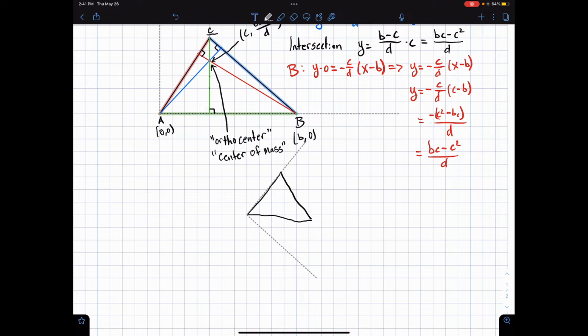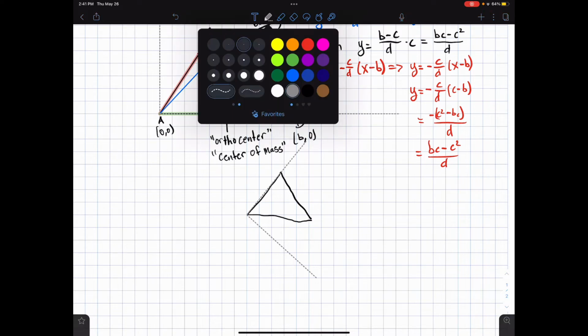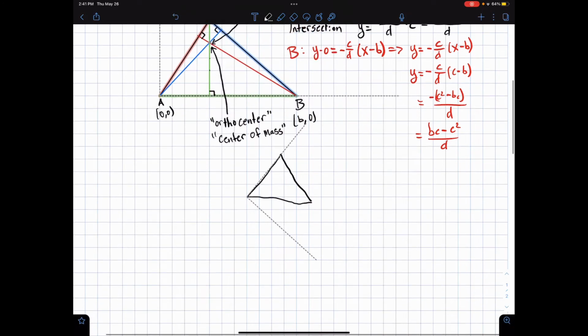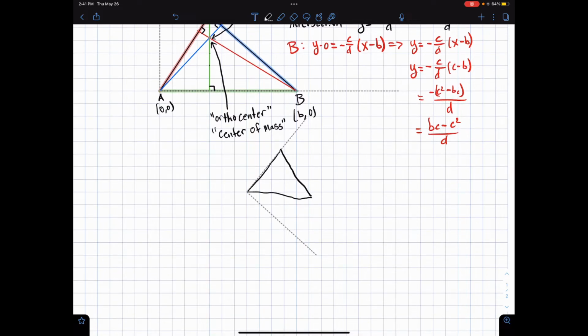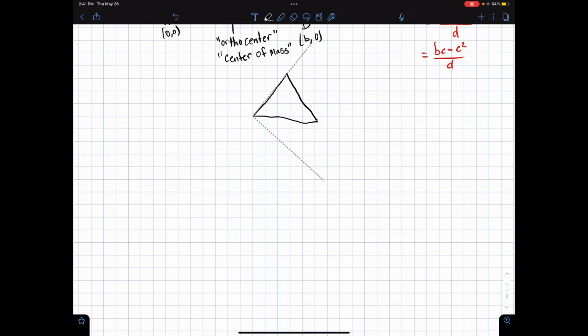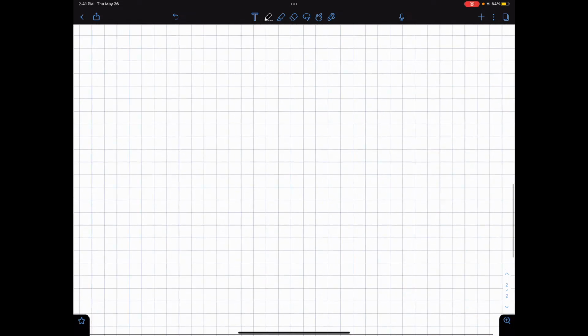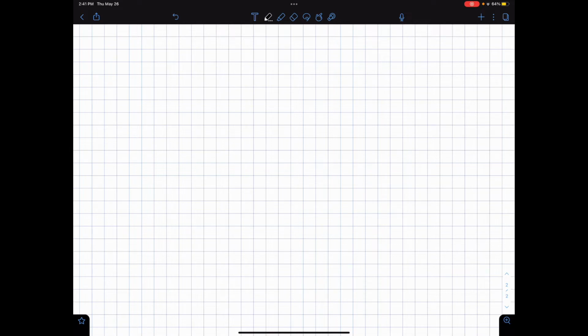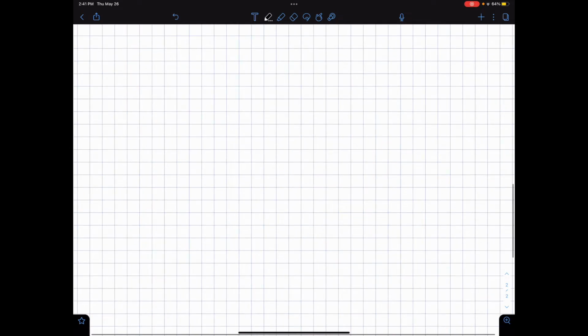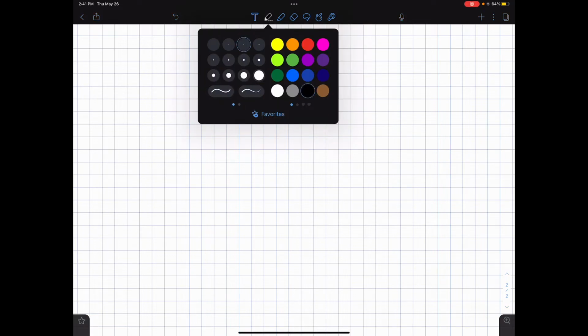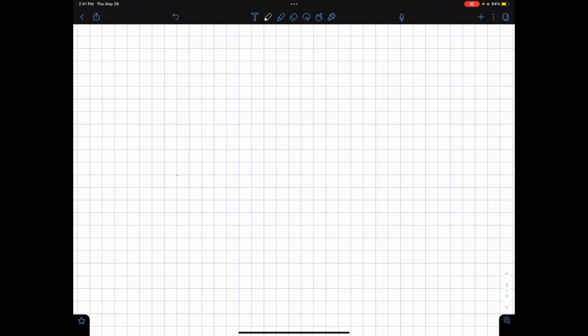So I'm going to show the proof one other way, which is a geometric proof that does not require any algebra. And this is an interesting proof because it's the same way the ancient Greeks like Euclid might have done this proof. So let's go to a new page and let's draw our triangle.